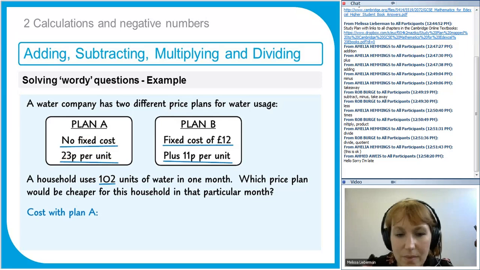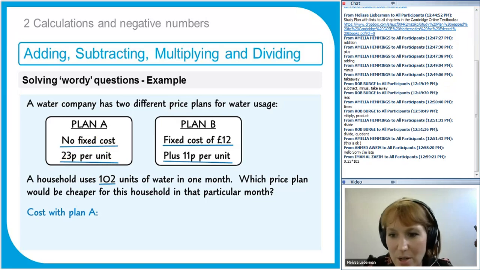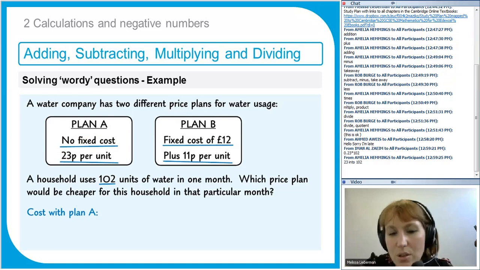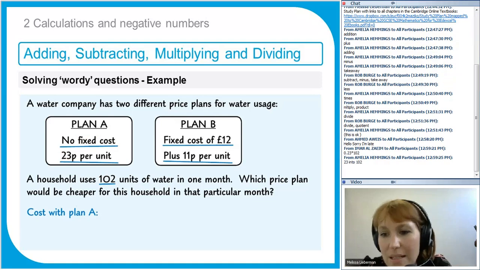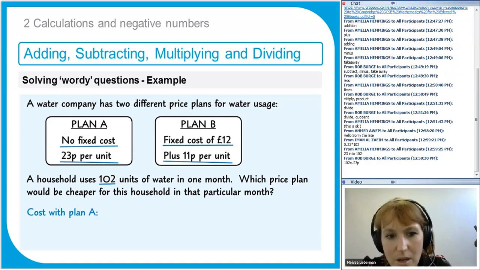So cost with Plan A: 102 units, 23p per unit. Thank you, Iman. You can write extra times as well. Yeah, you can either do 0.23 times 102. That will give me the price in pounds. So be careful about units as well. Or you can just do 102 times 23 and convert it to pounds afterwards.